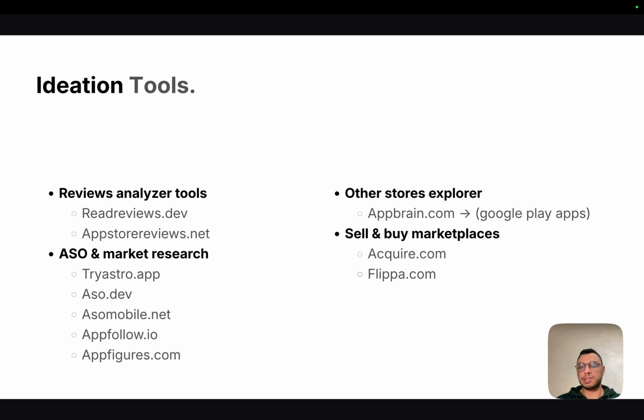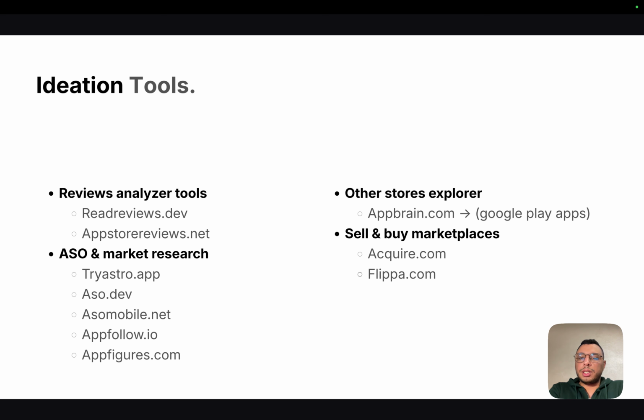There are also other tools. There are a dozen or a hundred tools for ASO, but I try to just put a few, like ASO Mobile, AppFollow, AppFigure, and there are others. Also, we can use AppBrain to check other stores for other store exploration. Mainly, AppBrain helps researching the Google Play apps, finding the trends in apps, and finding more information about apps on the Google Play Store.